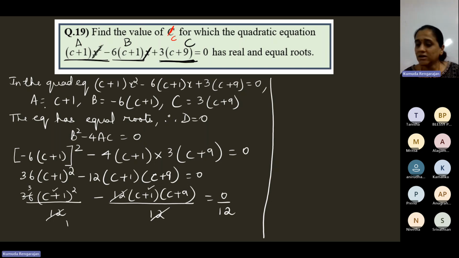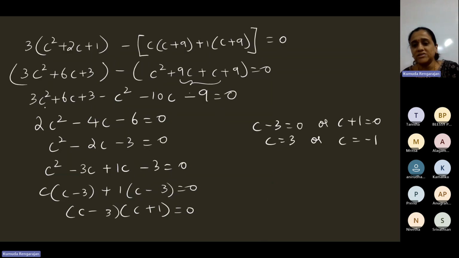When you do that, you will not get a quadratic equation. You will get a linear equation and you will get only this value for c. C is equal to 3, and that's the correct value. C is equal to 3. That will be the difference. You will not get both the values of c.